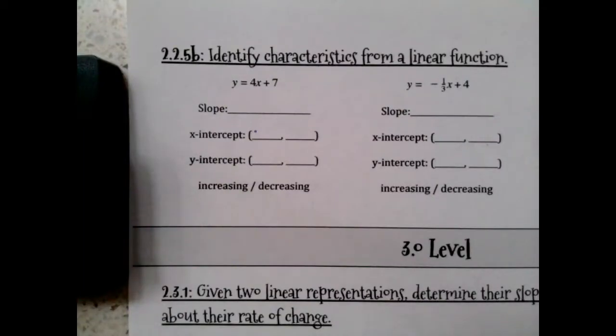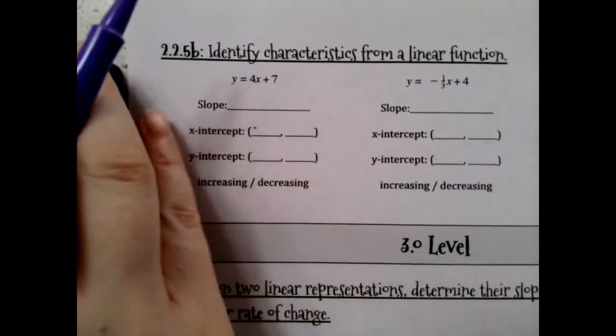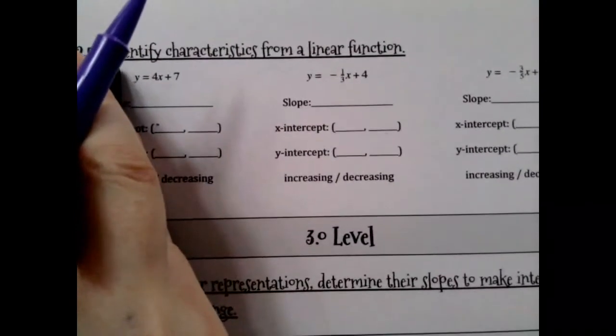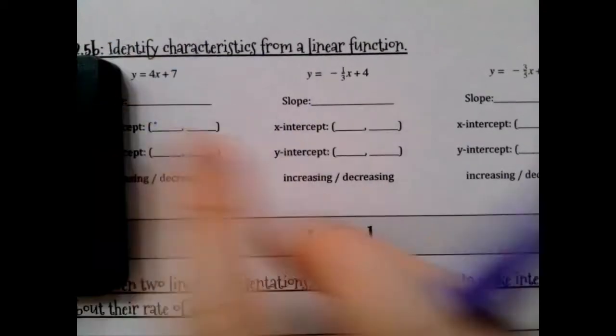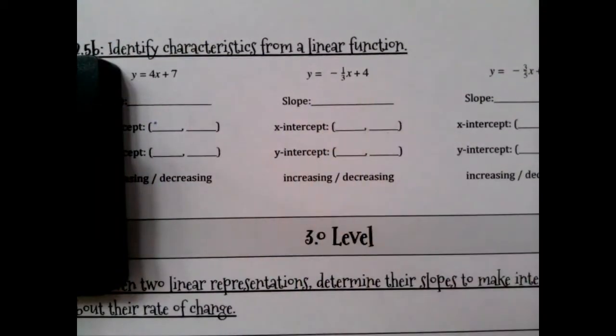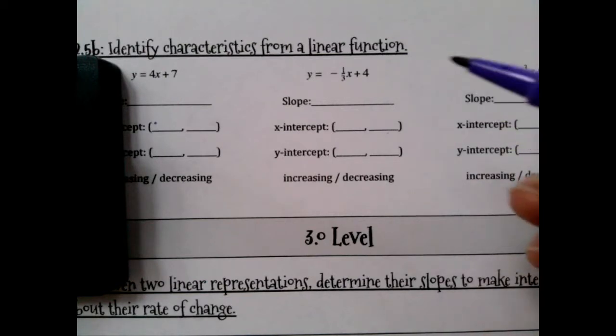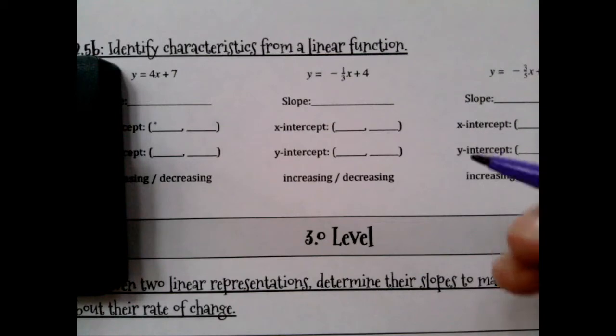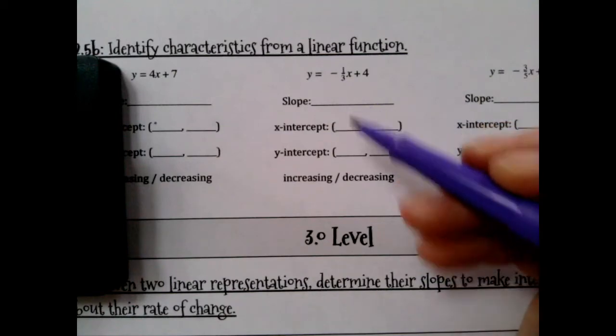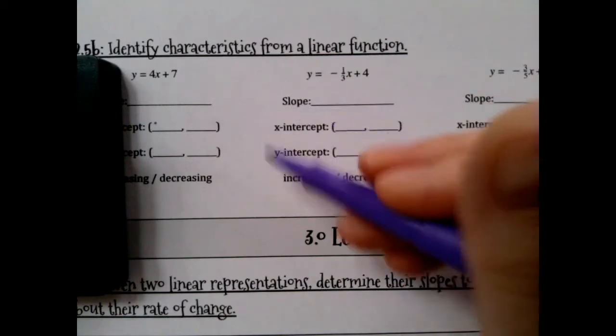Let's find our characteristics from a linear function, so from the equation. I'm actually going to do this middle problem because it has a fraction, and I think sometimes we struggle with fractions, so I want to go through that one together. I want to go in order of what I think is easiest to hardest. And so the easiest, I think, are the slope and the increasing or decreasing, because they go together.